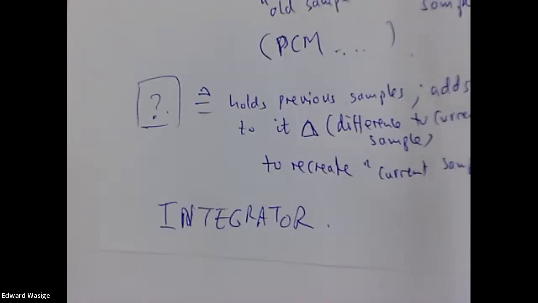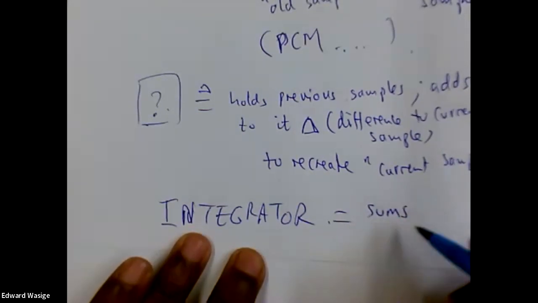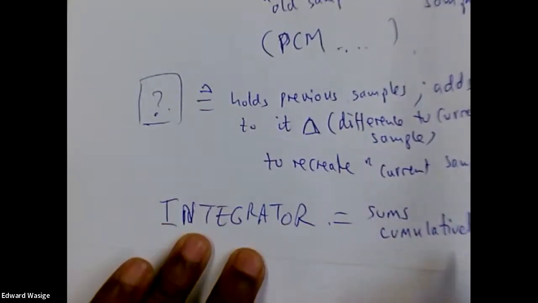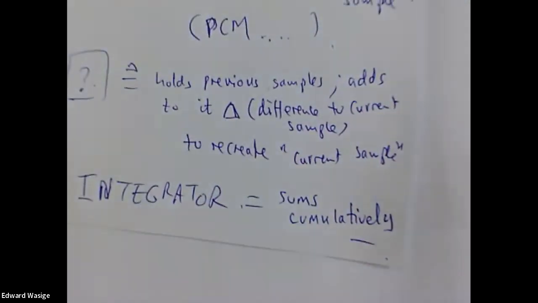An integrator is a summing circuit. We can say it sums cumulatively. So it remembers the previous sum and it adds or subtracts to it, depending on whether delta is plus or minus. If delta is positive, it adds to it. If the new sample is smaller, it subtracts from it. So a circuit that can do that is an integrator. It will add or subtract to the previous sample as desired.